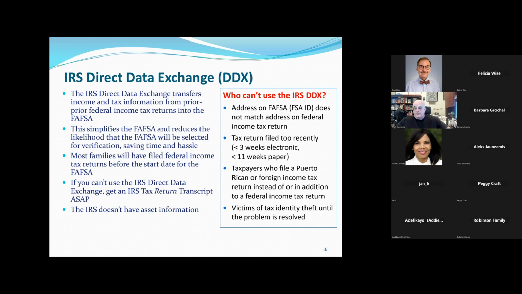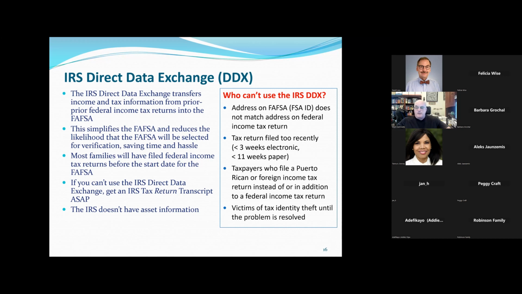In particular, if your address has changed, and you are unable to use the online Get Transcript tool, the IRS will mail it only to the address on record. So you might have to file IRS Form 8822 to change your address with the IRS. That can take 4 to 6 weeks. Getting a paper tax return transcript can take 4 to 6 weeks. That's why you need to get it now if there's a reason why you can't use the IRS Direct Data Exchange.